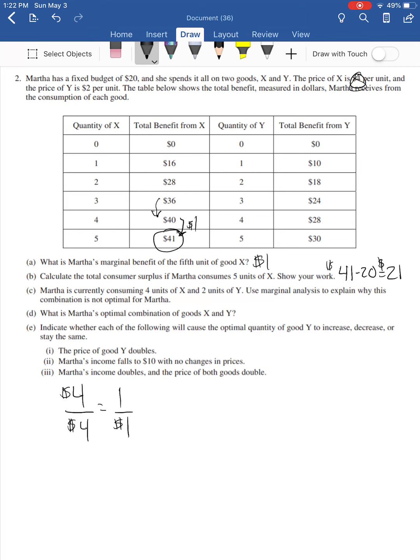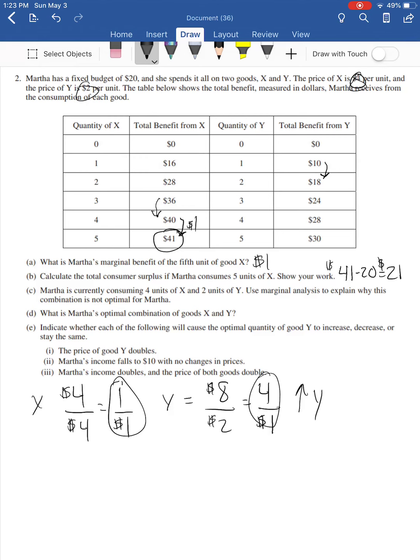For good Y, when you get the second unit of good Y, you're seeing an increase of $8 of benefit, and the cost is $2 per unit. So that is 4 units of benefit per dollar spent. So the optimal combination is when these are equal, but right now we see Y is more than X, so we would want to increase our Y.